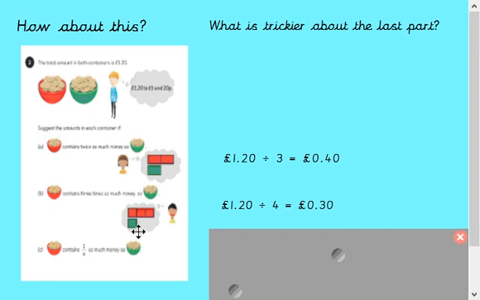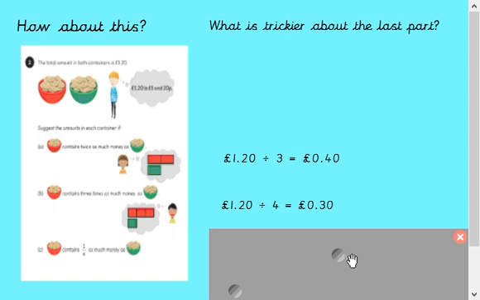The second one here, we've got to divide it by 4 because there are 1, 2, 3, 4 parts to the bar model. So £1.20 divided by 4 means that each part of the bar model is worth 30p. So in the green bowl, we would have had 30p. And in the red bowl, we would have had 90p: 30, 60, 90p.